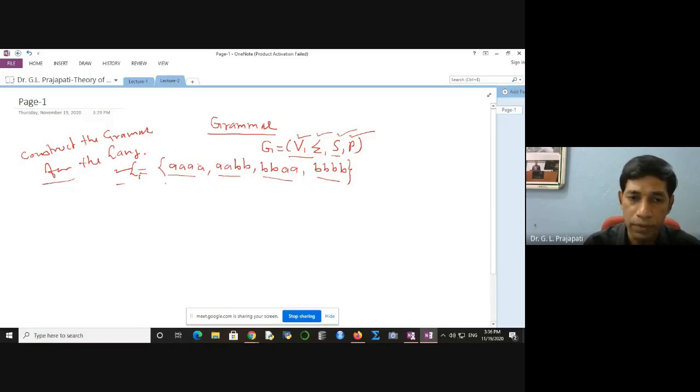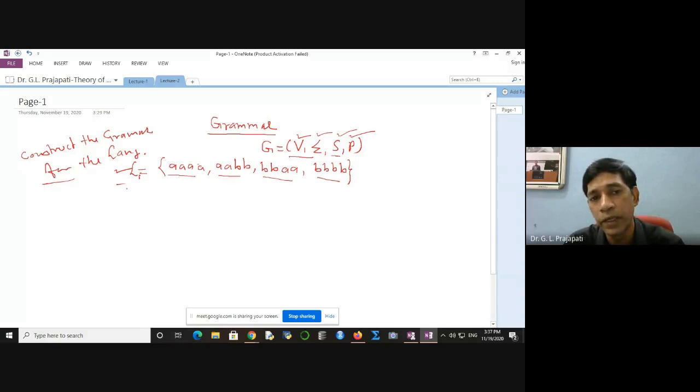See, there is no unique way to construct the grammar for the given language. You have to carefully observe the sentences in the given language, and accordingly form the production rules. There is no unique method available for the construction of the grammar for the given language. In fact, for a given language, you might have many possible grammars. There is no unique grammar. You have many grammars for the given language.